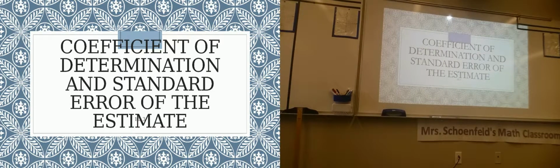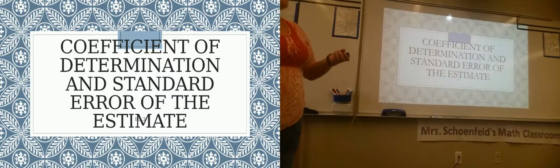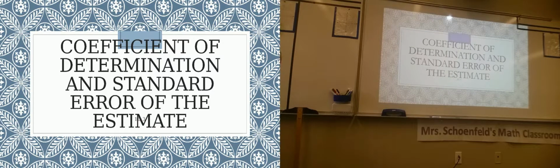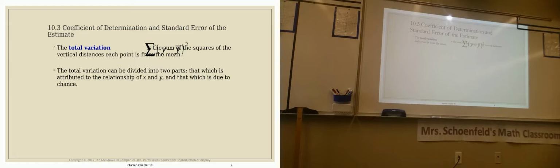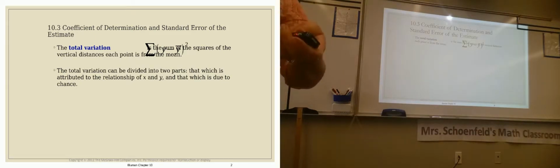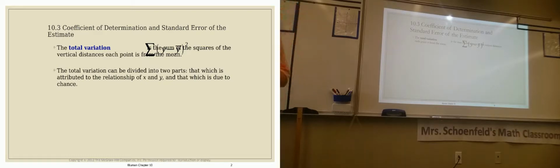Okay, we're going to do coefficient of determination and the standard error of the estimate. What that's going to look like, so I have to remember to click both things today. The total variation looks gross, so let me rewrite that one. That one's wrong up there too.